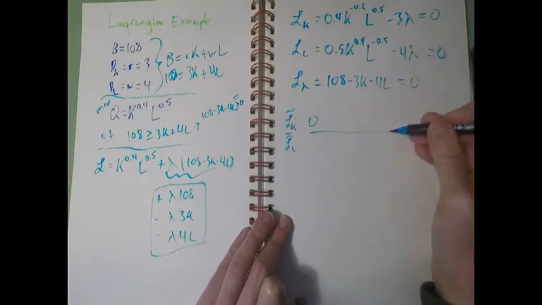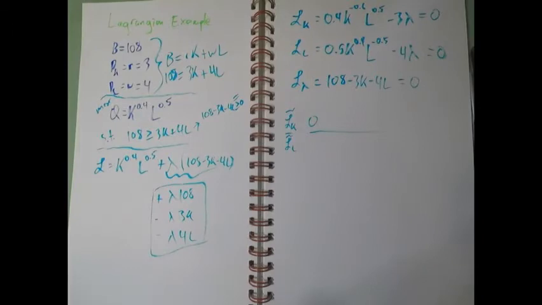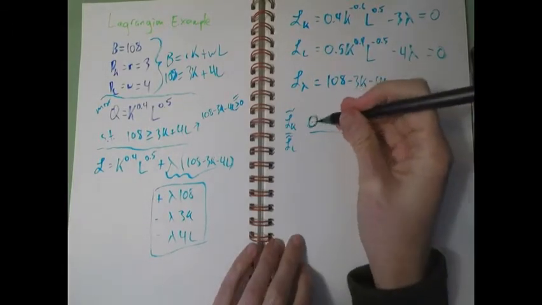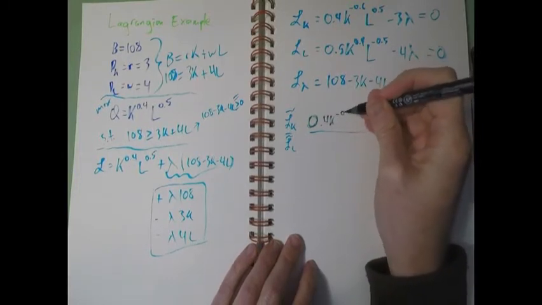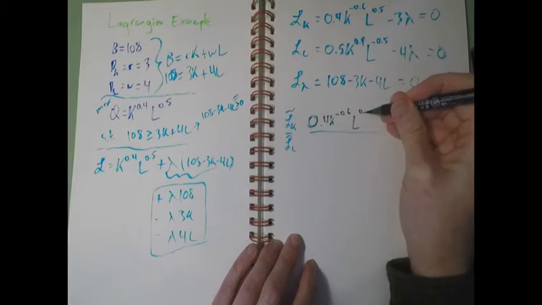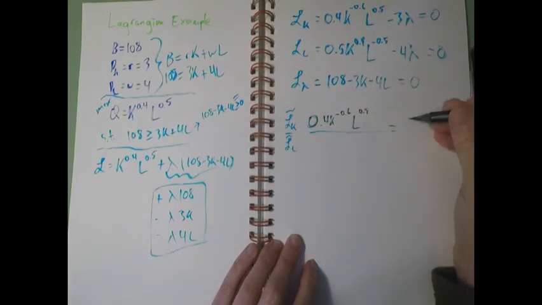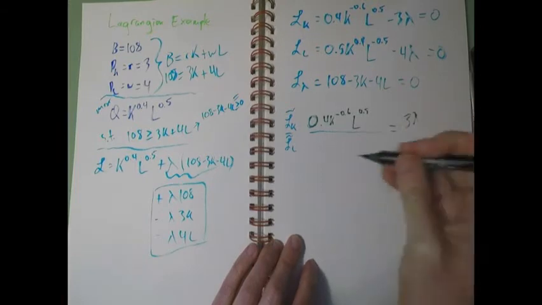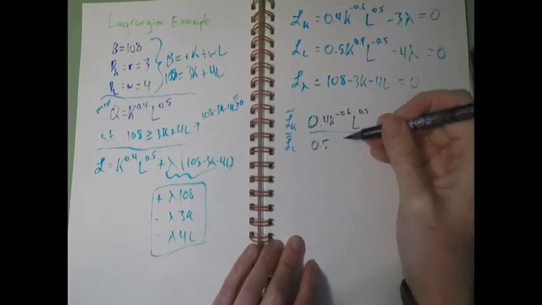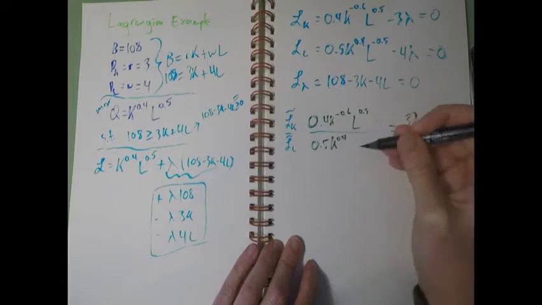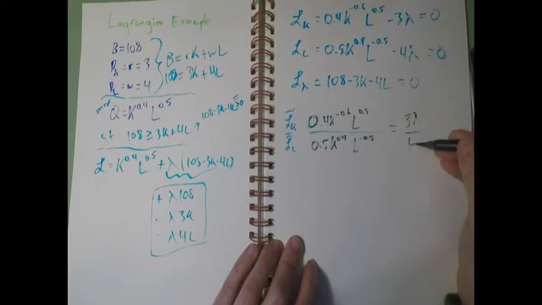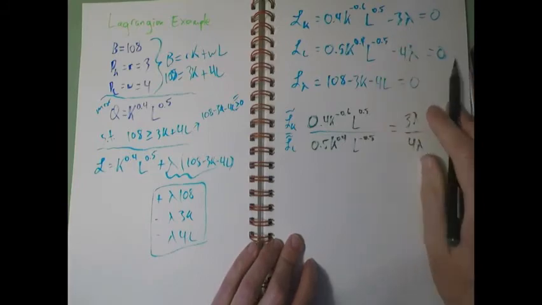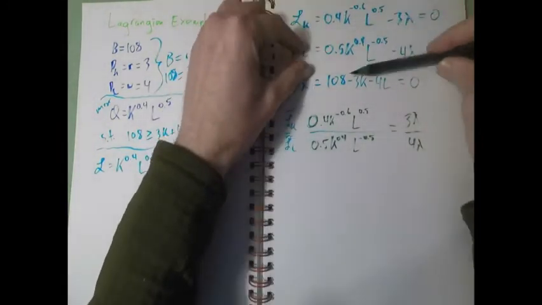So what have I got? Actually, you know what? Let me just change colors just to make it clear. So we're just doing algebra at this point. All right, so 0.4k to the minus 0.6 times L to the 0.5 is going to equal 3 lambda over 0.5 times k to the 0.4 times L to the minus 0.5 and then 4 lambda. Right, so we're just skipping a step here, but we're moving this term and this term over to here, and then we're dividing these two equations.